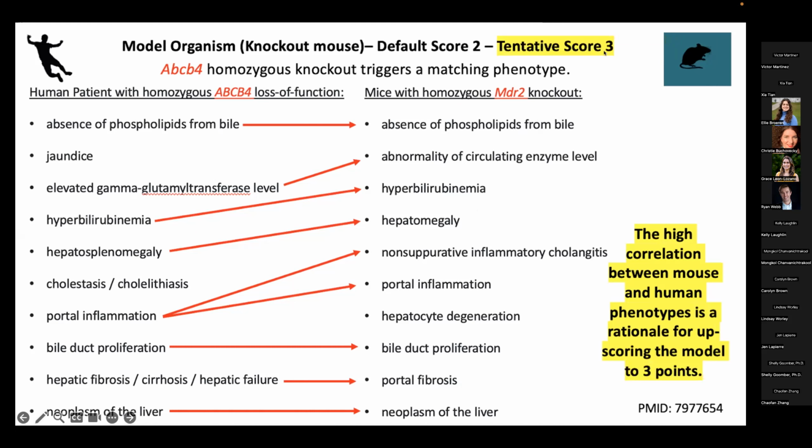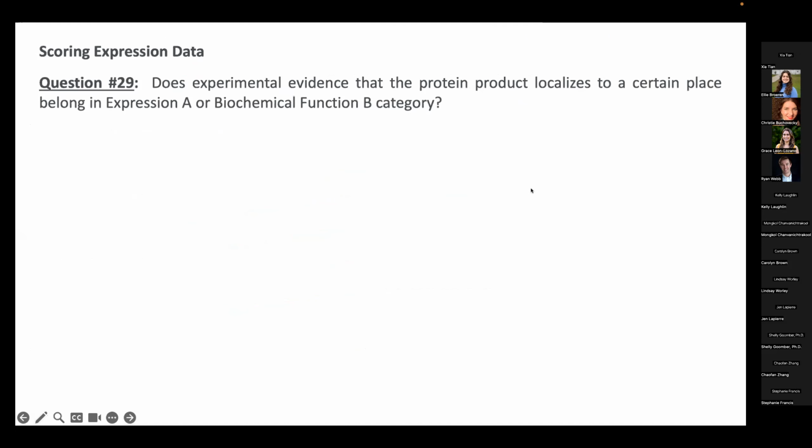The particular group that we work for voted to give this a 3. And I guess their rationale for not going to 4 was that maybe the perfect mouse would have a knock-in of a human variant, whereas this mouse is a knockout. They deleted the whole gene and it matched up with the human phenotype. So they said, if you inserted a human variant into the mouse genome, that would be a little better than this. So they left a little room to get an even better score. And it sounds like a lot of us are thinking really consistently about animal models.